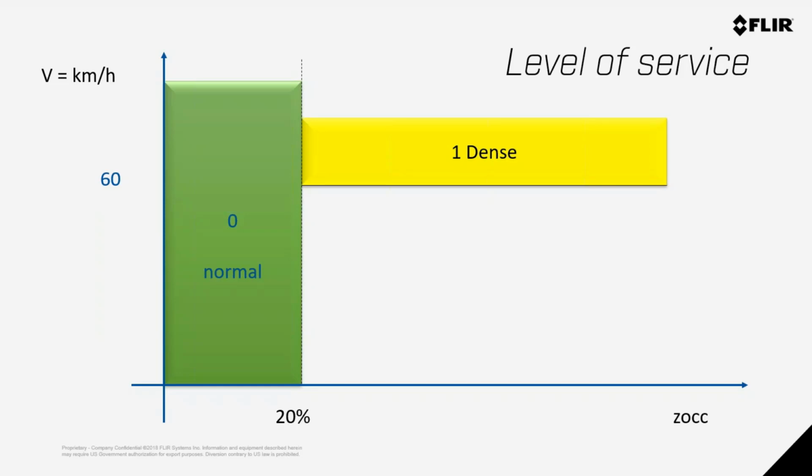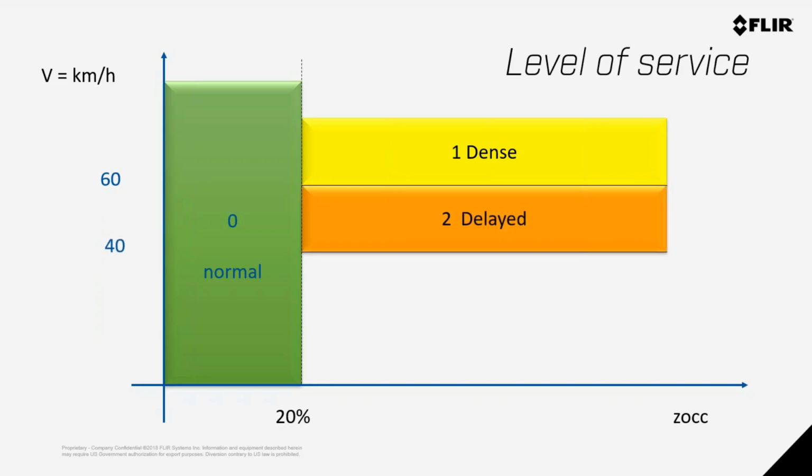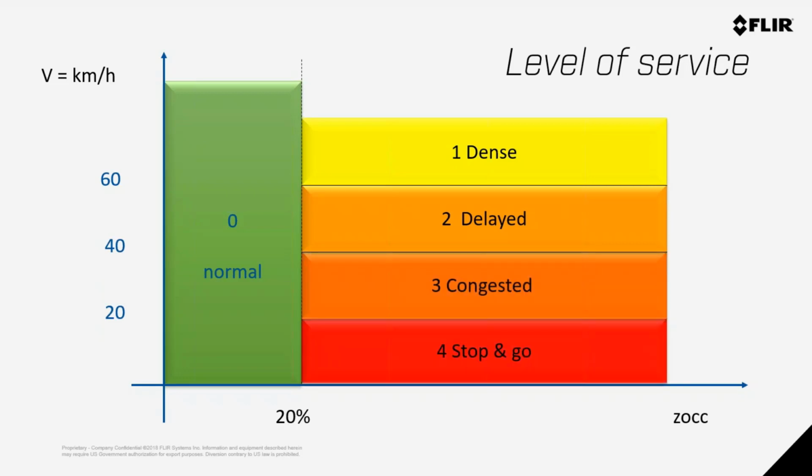And we can continue, still above 20%, but speed drops between 60 and 40. Well, we have level 2, between 40 and 20 km per hour, 3, and so on, 4. So 4 levels of service going from dense, delayed, congested to stop and go. This is what we call the flow data.